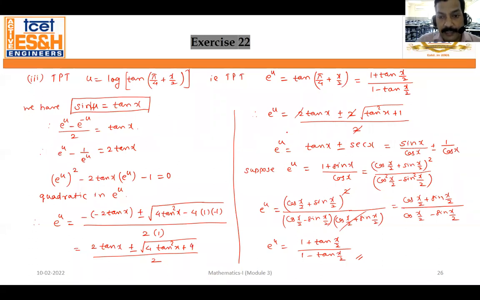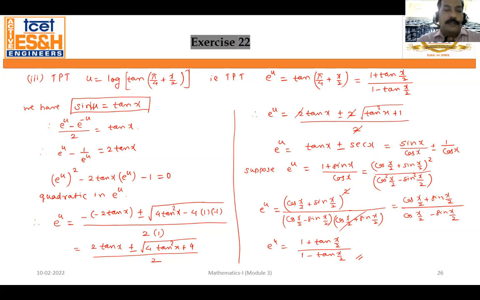Okay, that means e raised to u is equal to 2 tan x plus minus, इसमें से 4 कॉमन लिया, under root of 4 is 2, tan square x plus 1 remains. That 2 gets cancelled with the denominator 2. Tan square x plus 1 is sec square x, under root of that is sec x, means we get ultimately e raised to u is equal to tan x plus or minus sec x. That means sin x by cos x plus or minus 1 by cos x. मतलब मुझे e raised to u के दो वैल्यूज मिले.